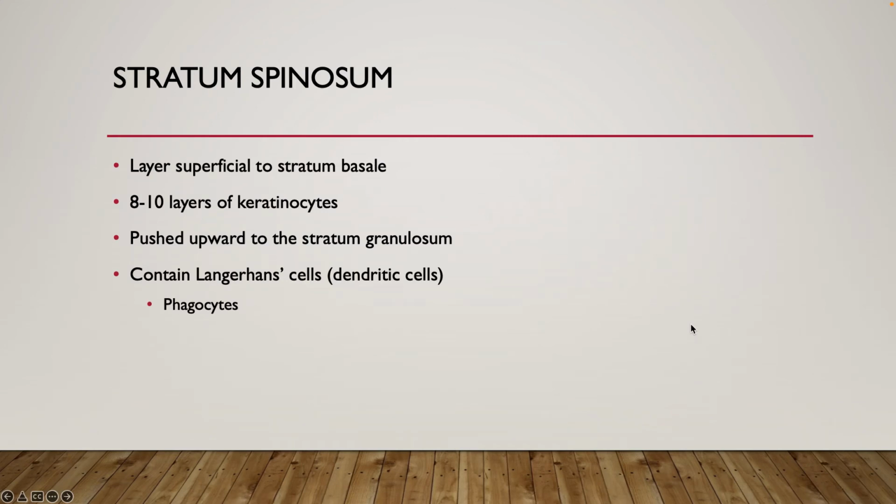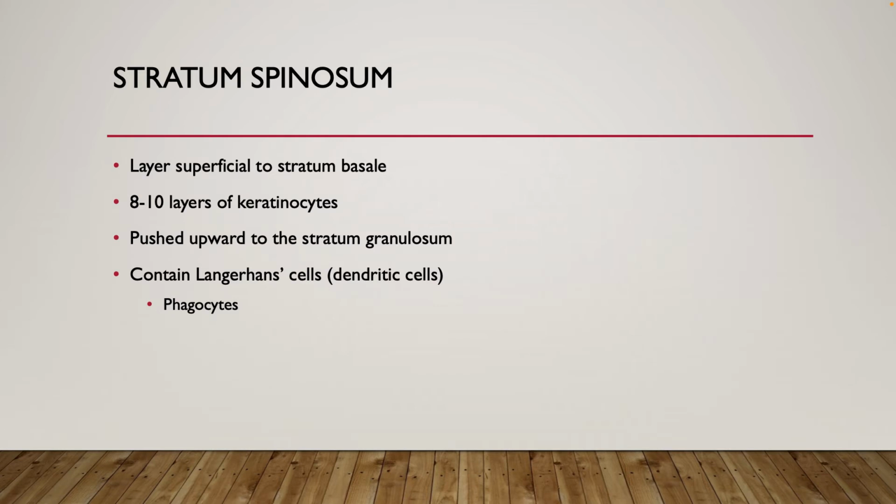So our next one, just superficial to our stratum basale, is our stratum spinosum. It contains roughly 10 or so layers of cells, the same type of cells we talked about before, the keratinocytes. And again, as they continue to divide, they will be pushed upward into the stratum granulosum.